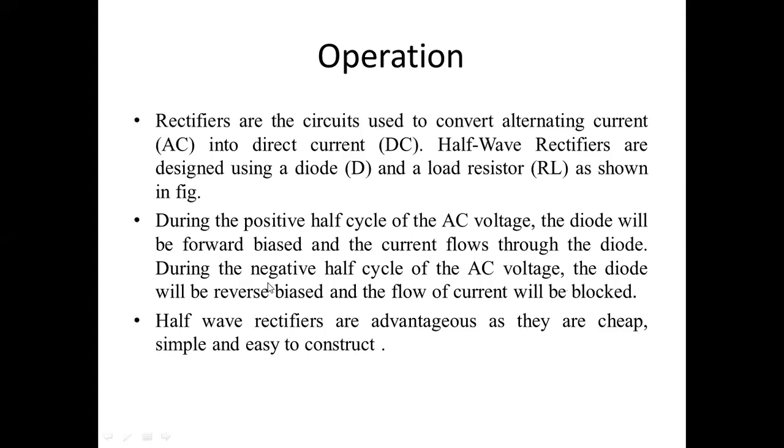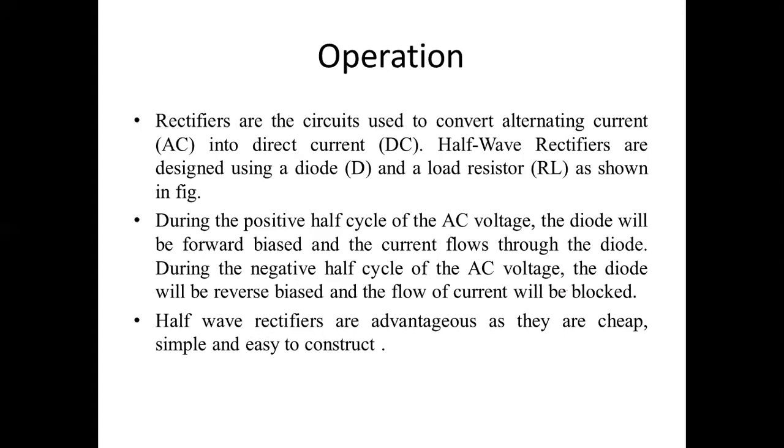During the negative half cycle, what happens? N is connected to the positive, P is connected to the negative. It is nothing but reverse bias. So during the negative half cycle of the AC voltage, the diode will be reverse biased and the flow of current will be blocked. The current flowing through the circuit will become 0. Input is given for the full cycle, but the output current is 0 because the diode is not conducting. So only for the positive half cycle the half wave rectifier is conducting.